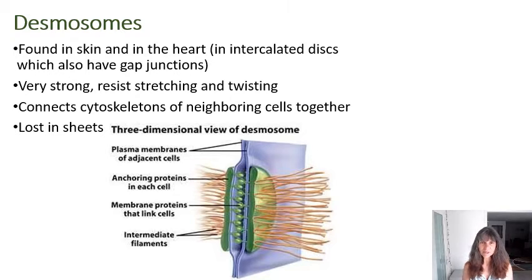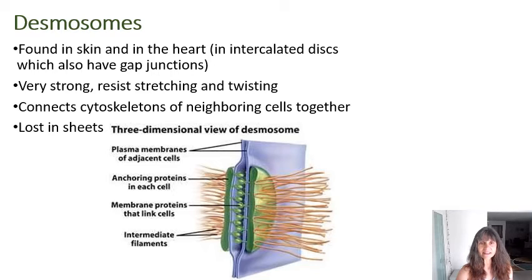And desmosomes help to connect the cytoskeletons of adjacent cells together. When cells are lost, especially in the skin, they tend to come off in sheets because the desmosomes are still holding them together. We see this in people who have been sunburnt very badly. They'll often peel off in sheets because of those desmosomes.